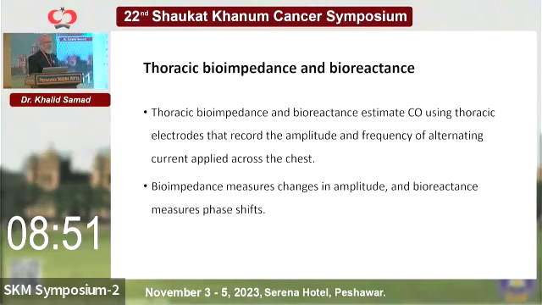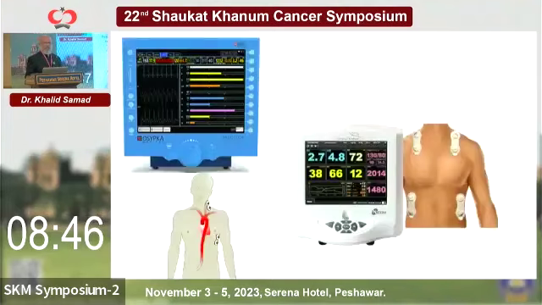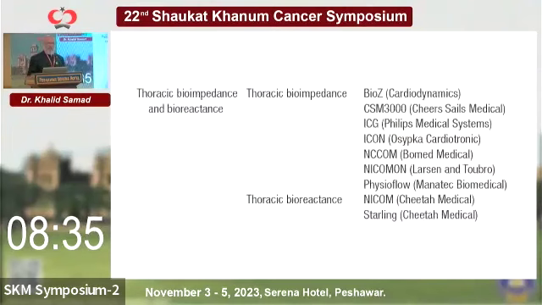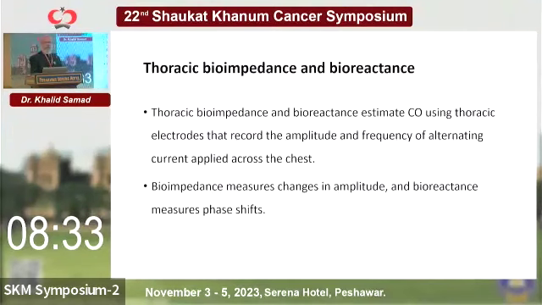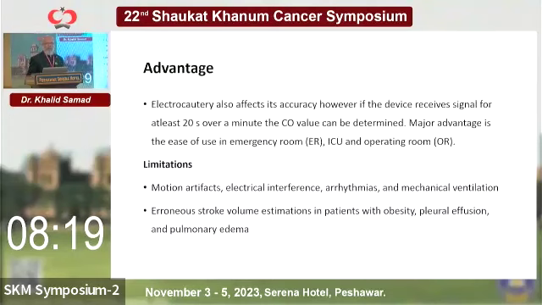So the next technique is thoracic bioimpedance and bioreactance. This technique uses placement of electrodes on the chest, on either side of the chest or at the carotid artery and the side of the axilla. They estimate the cardiac output by using the thoracic electrodes that record the amplitude and the frequency of alternating current applied across the chest. Bioimpedance measures the changes in the amplitude, and bioreactance measures the phase shifts.